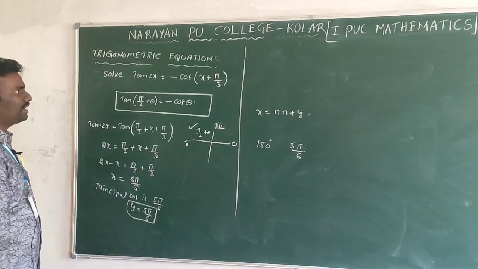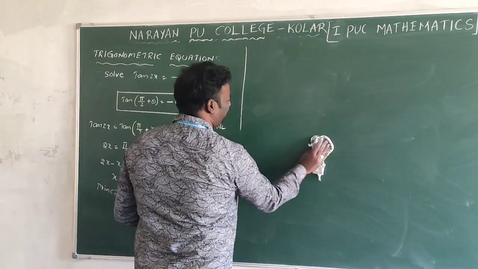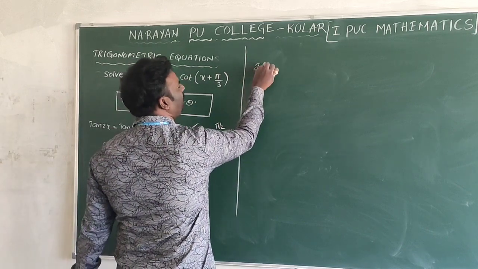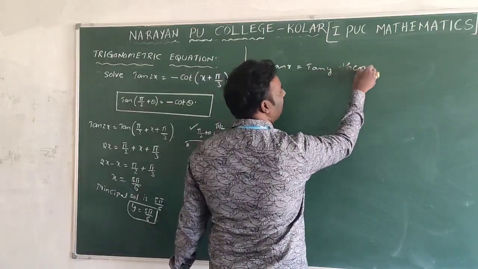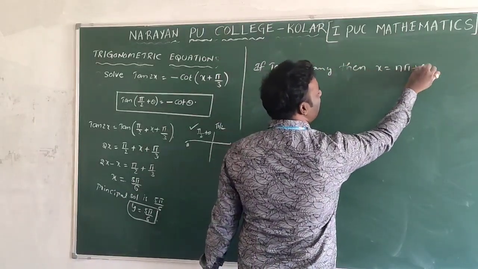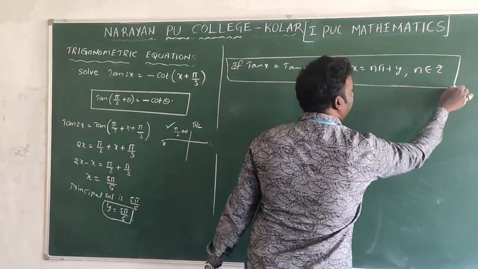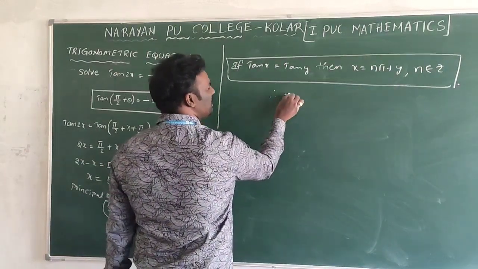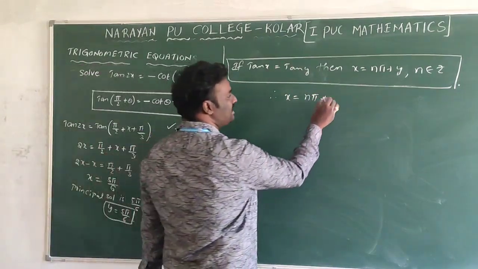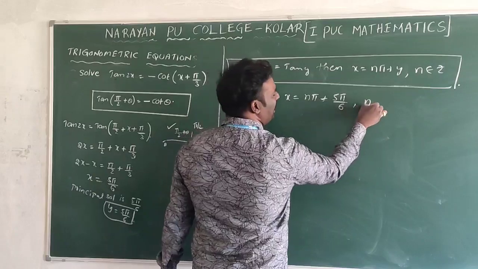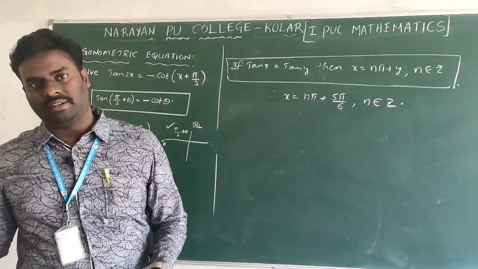What is the formula for tan x is equal to tan y? I am writing here. If tan x is equal to tan y, then x is equal to n pi plus y, where n belongs to Z. This is the formula. Now therefore, the solution is x is equal to n pi plus 5 pi by 6, where n belongs to Z. This is the solution of the given trigonometric equation.